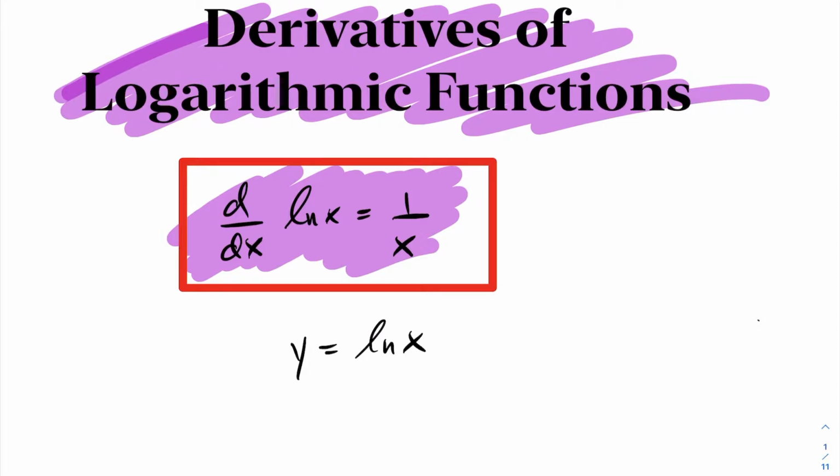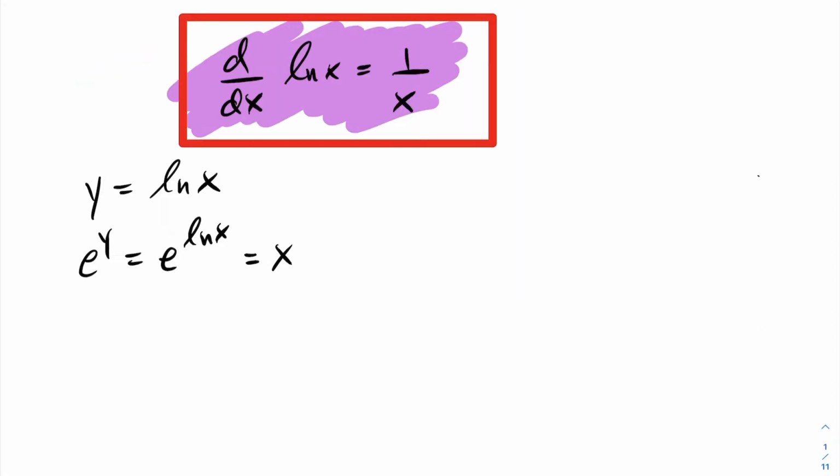Starting us off here, suppose y equals the ln of x. Well, if y equals the ln of x, then we know that e to the y would be equal to e to the ln of x. But using our logarithmic properties, we know that e to the ln of x is just x. So therefore, we have e to the y equals x.